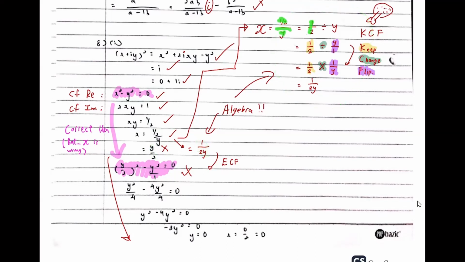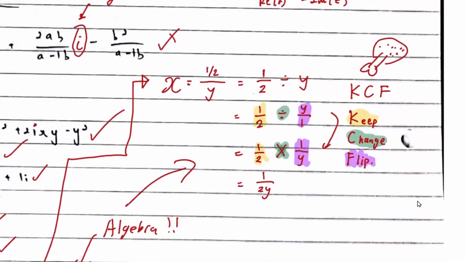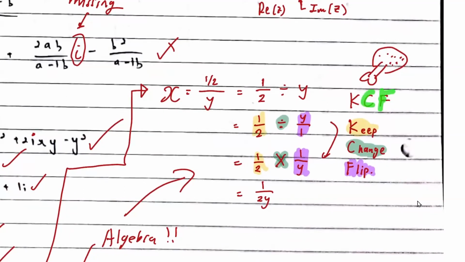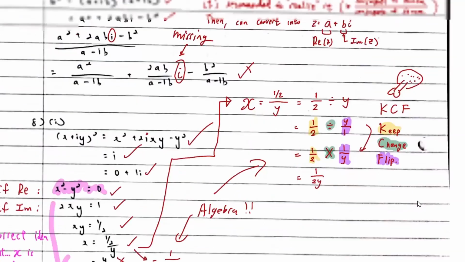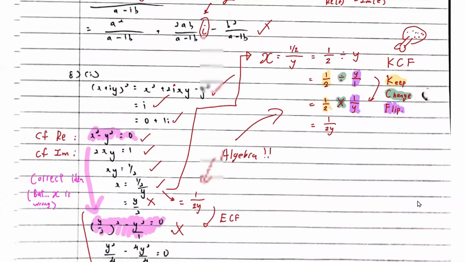Half divided by y means half divided by y over 1. Then use Kentucky Fried Chicken or Kentucky Chicken Fried, KCF. Keep the half, like the yellow color. Change the divide to a times. Flip the fraction from y over 1 to 1 over y. Then you get 1 over 2y. Okay, algebra mistake, then error carried forward all the way. That's part 1. Then part 2, never try.